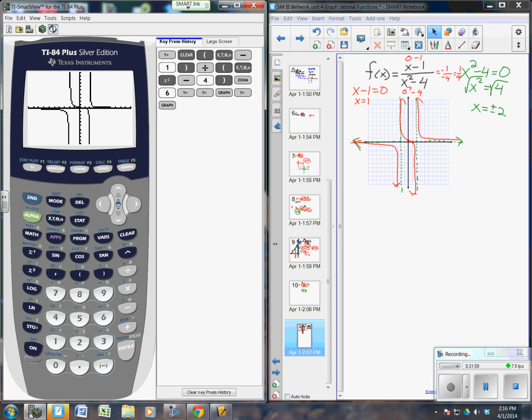Could an x-intercept be 5,000? Yeah. But not on this graph because it gets closer and closer to it as it goes out that way.